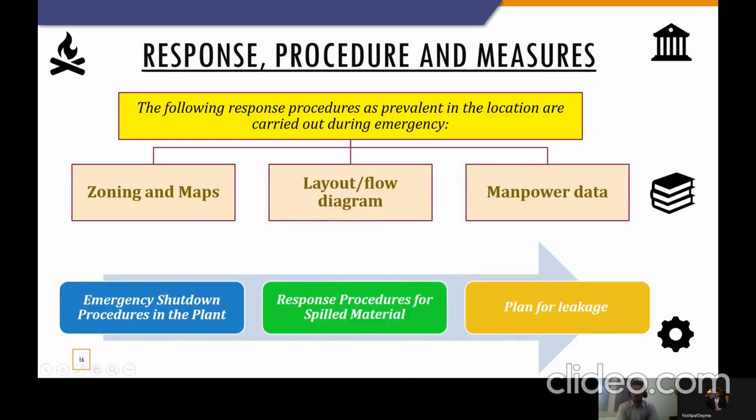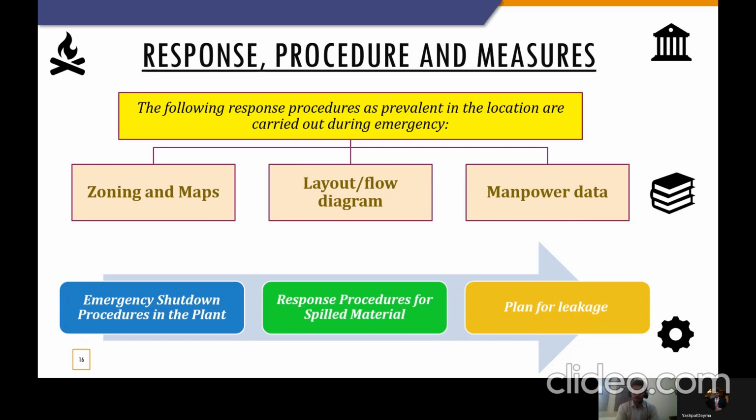These aspects are about an accident or incident taking place at any location, setup or installation. So there are basically 3 response procedures that are carried out during an emergency. First is zoning and maps. This is a very important method that we consider at a time of an accident, that can be mapped as a quantitative risk analysis report.